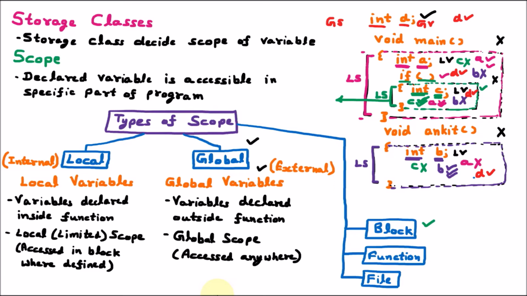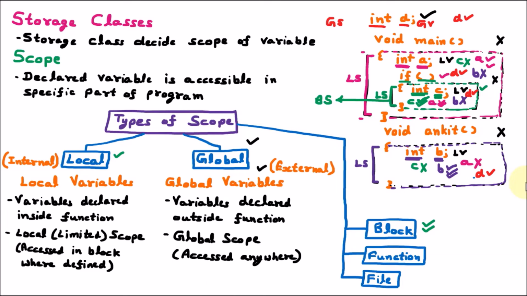I am representing the block scope with BS here. So this is the block scope. We know that we have already discussed this block scope inside the local scope. So we can say that the block scope is one part of the local scope.